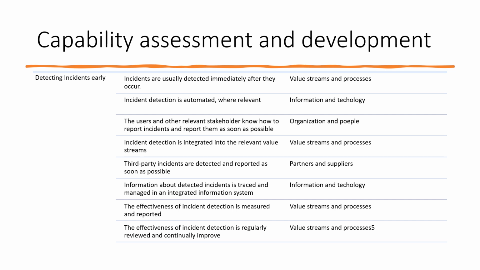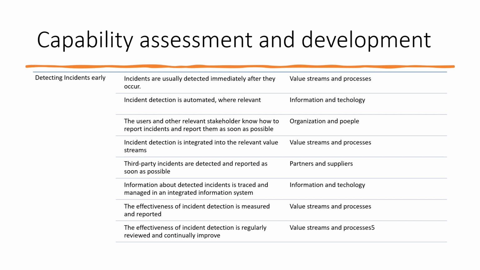The next capability assessment criterion we have is for the dimension organization and people. Remember, I'm still talking about the practice success factor, detecting incidents early. We have just one criterion. The users and other relevant stakeholders know how to report incidents and report them as soon as possible.